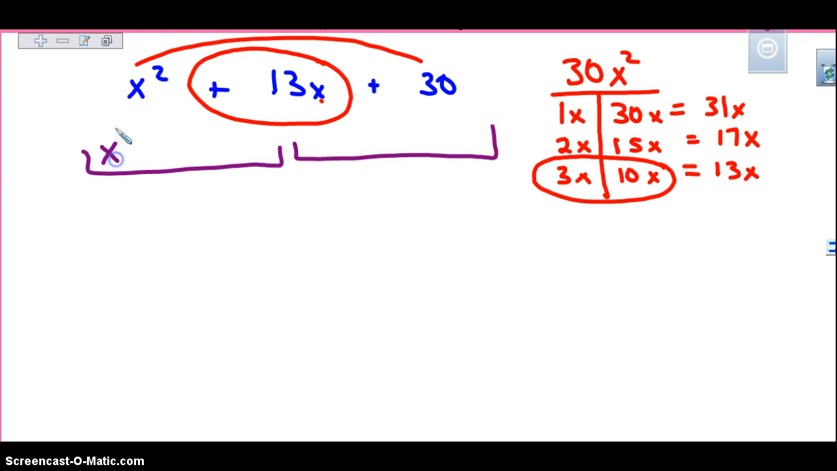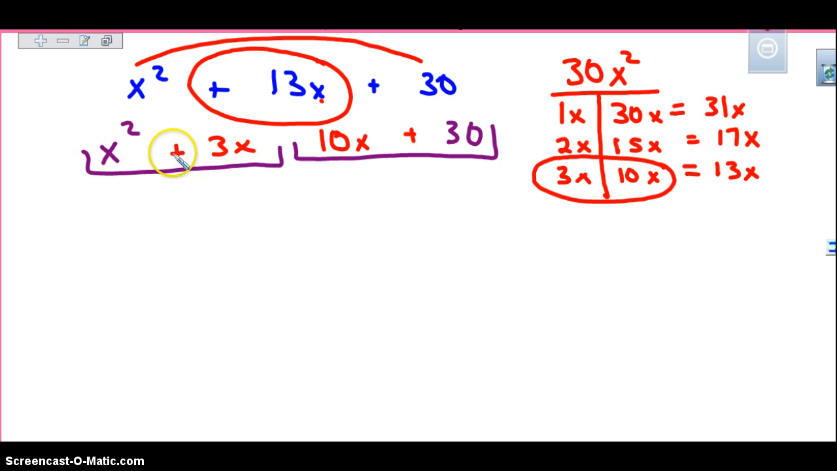Copy down the first term. Copy down the third term. We're going to include the factors that add up to the second term. They add up to 13x. So plus 3x and 10x. This is a plus 30 because this is a positive 30.